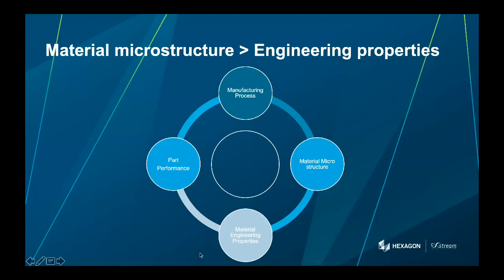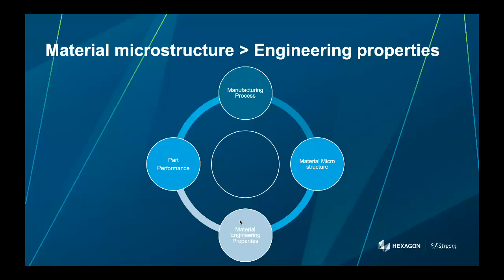So now I talked about manufacturing, about material microstructure, and the link between them. And as I said, in material microstructure, the process induces residual fields such as residual stresses, and if you are able to predict them with good accuracy, then they are also part of what I call here material microstructure. And you will be able to take it into account in order to model the engineering properties and the part performance, etc.